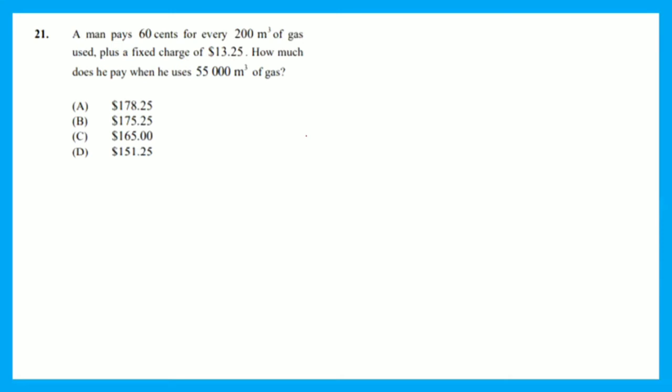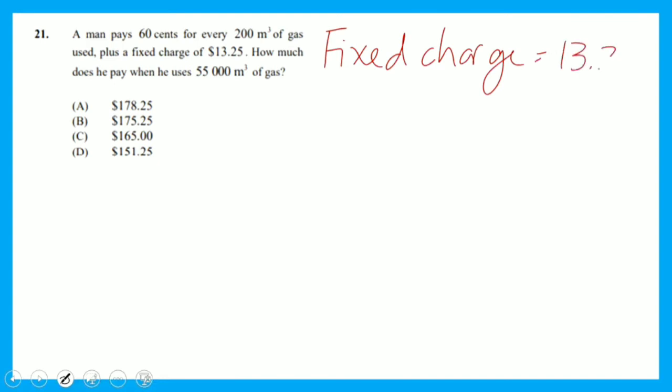So first things first, repeat the question. Man pays 60 cents for every 200 cubic meters of gas, plus a fixed charge of $13.25. So when you calculate how much he pays in total, don't forget that fixed charge. That fixed charge means that regardless of how much you use, this charge doesn't change. It has to be added to his bill. The next part says for every 200 meters cubed of gas used, he pays 60 cents.